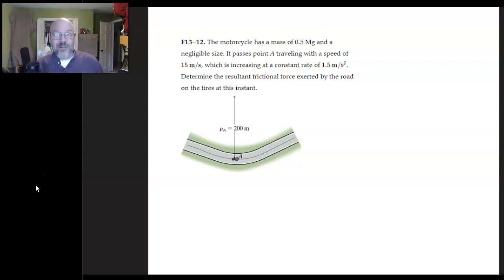Okay, last video. Here we go. So we got a motorcycle going around a curve. Okay. All right. So be a little bit careful. Of course, this means it's actually 500 kilograms.